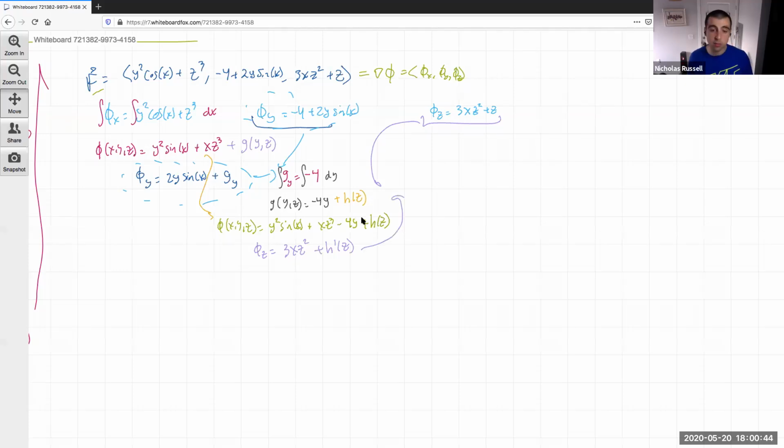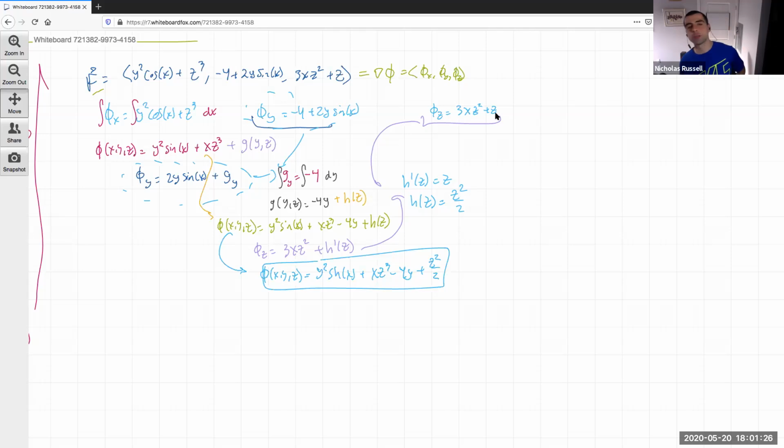And now we know that both of these have to be the same. And we know here that they share the 3x z squared. And therefore, h prime of z has to equal z. And therefore, this means that h of z, integrating this, is z squared over 2. There could be a plus k here if you wanted at the end, but it's not necessary at all, because we're finding a potential function, not a general potential function. And so lastly here, my final answer is y squared sine of x plus x z to the third minus 4y plus z squared over 2. And this is my potential function.